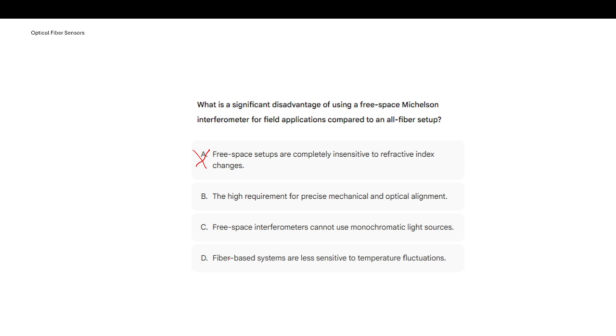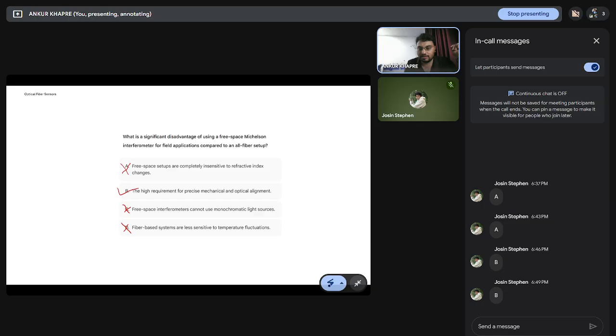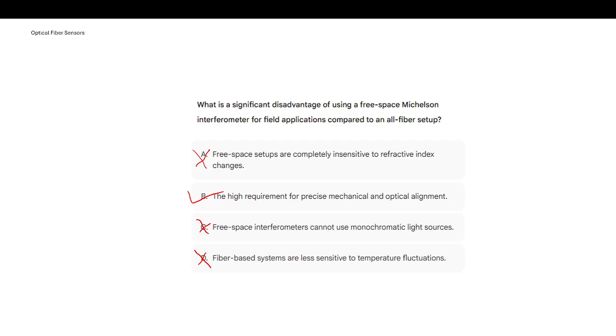Fiber is more sensitive, so it is also not correct. Then free space interferometer cannot use monochromatic light source. This is also not correct because laser is a monochromatic light source, and the correct answer is the high requirement for precise mechanical and optical alignment. That's correct. So yeah, you are correct again.